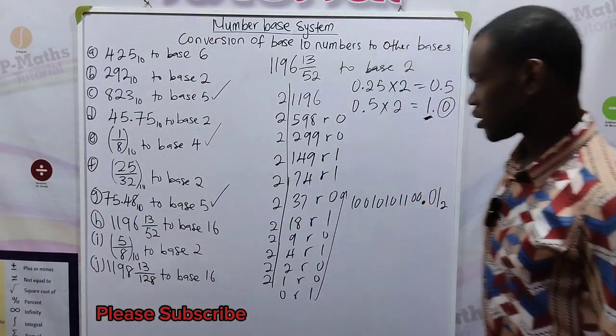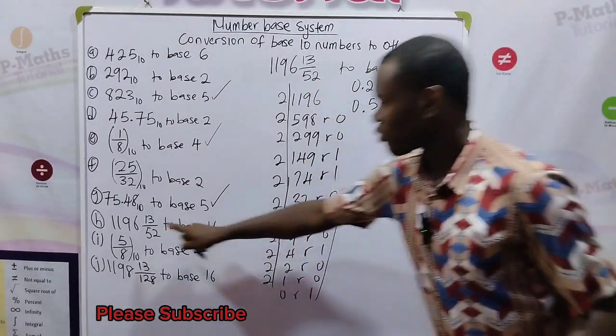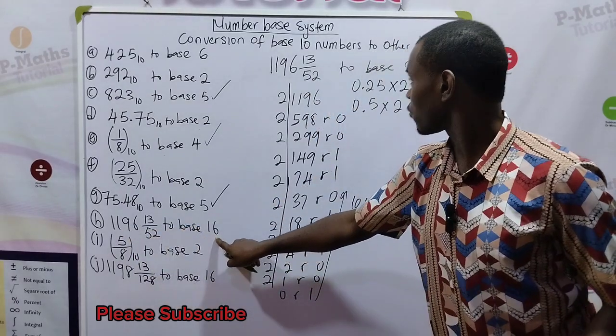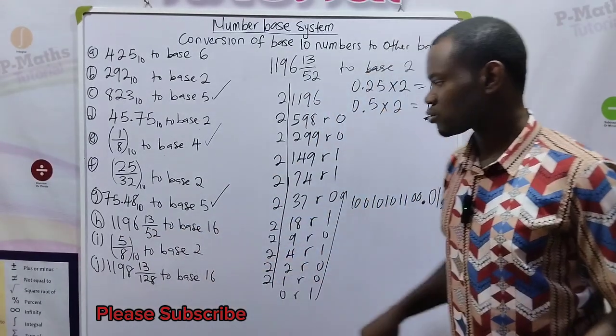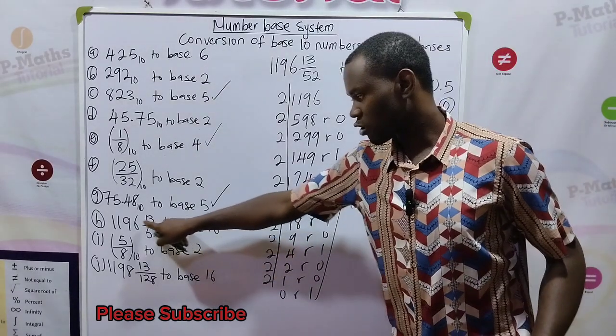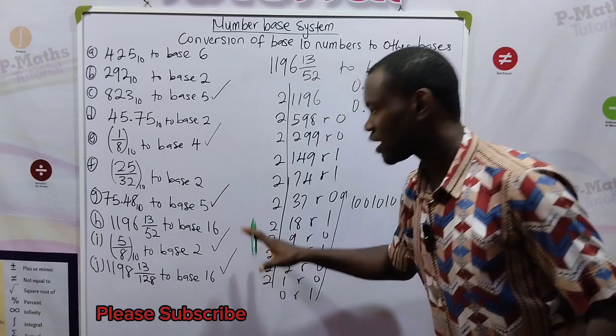So, oh God, what I've just done, no wonder we have a very long solution. I converted this to base 2 instead of base 16. So what I'll do now is to convert this also to base 16. I'll solve it again, convert it to base 16. Then I'll leave this one and this one for you as your assignment.